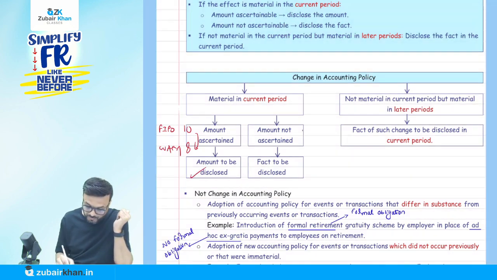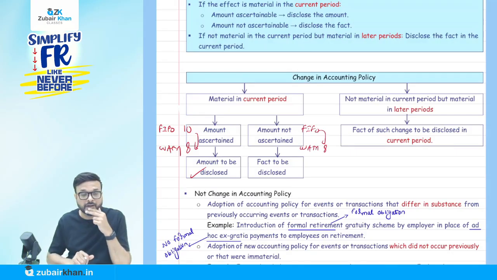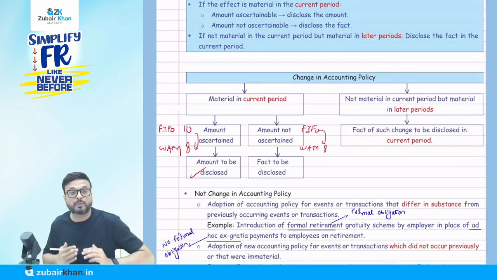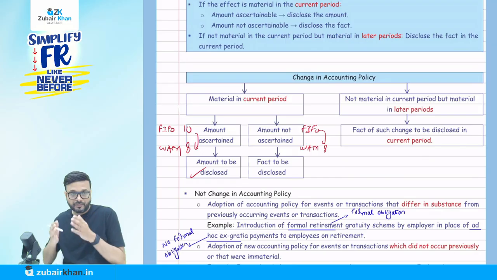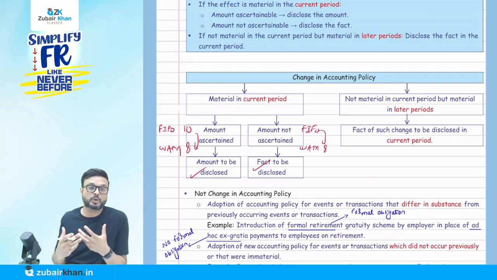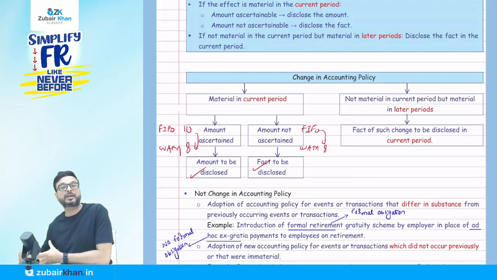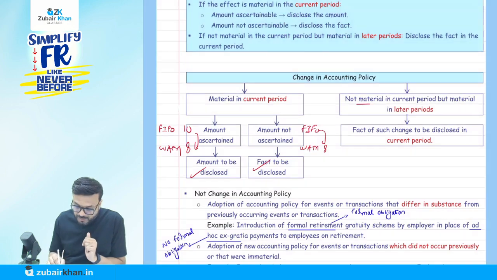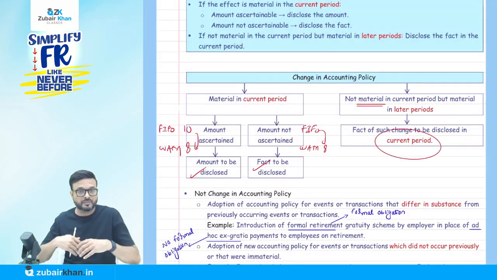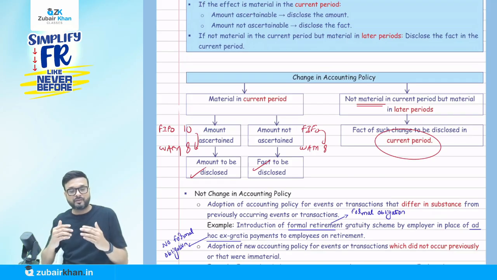Now suppose we shift from FIFO to the weighted average method, but under FIFO I am not able to find out how much the closing stock would be if we followed the previous method. Then the fact that we are changing the accounting policy has to be disclosed, but we are not in a position to disclose the amount by which profit or loss is affected. Due to the change in accounting policy, my current year profit may not be affected, but in future it is going to be. Obviously, we cannot disclose the amount in the current year because the effect will come in future.